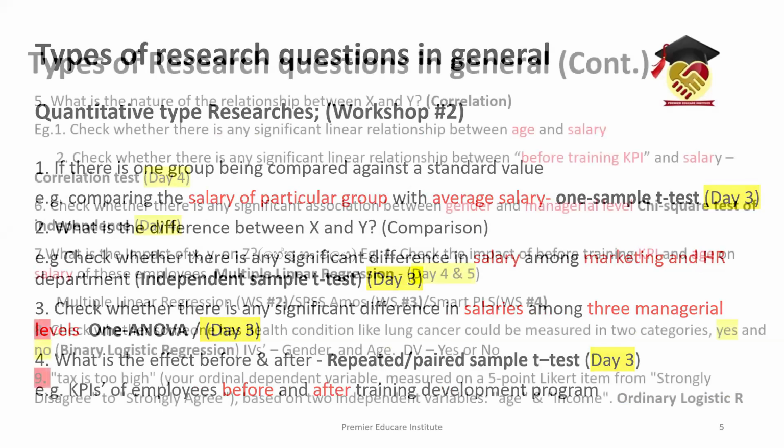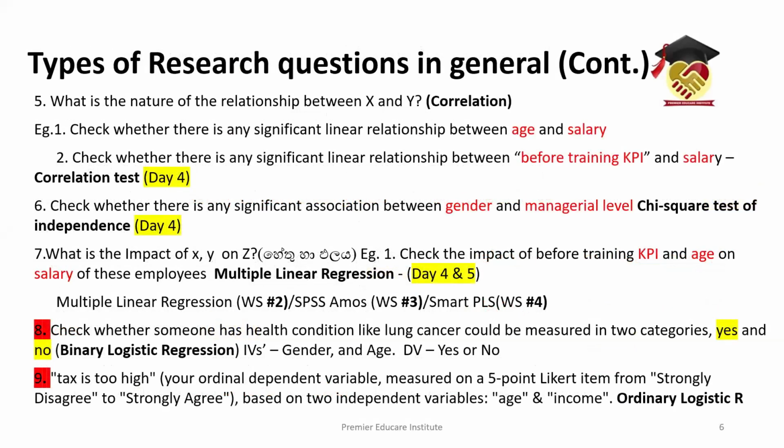Okay. So the next one, number 5, the relationship between the 2 factors. For example, smoking causes cancers. Experience causes salary.